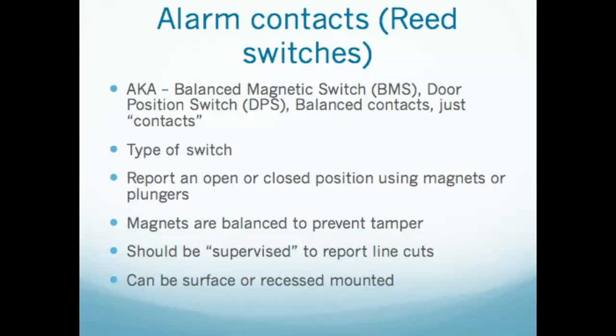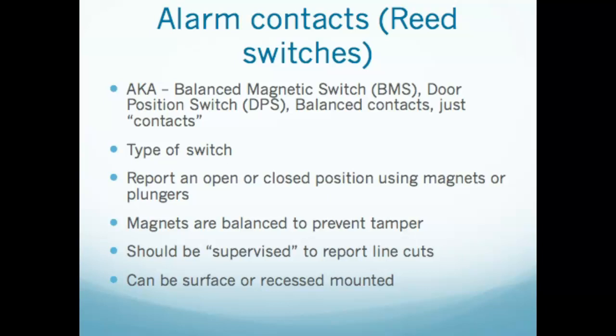So those alarm contacts, those reed switches, the switches that open and close when the door opens and closes, really what are they, right? They're called a lot of stuff. You'll hear them just referred to as contacts. They're a type of switch, and I'll show you how that switch works in the next slide. But they report an open or closed position using magnets or plungers. Something changes. There's something that opens and closes, essentially, to say that there's been a change in the condition.